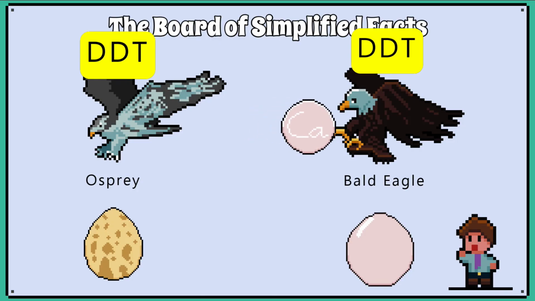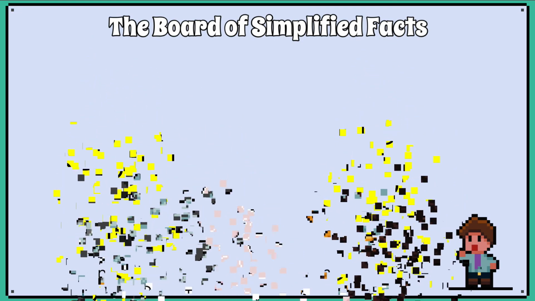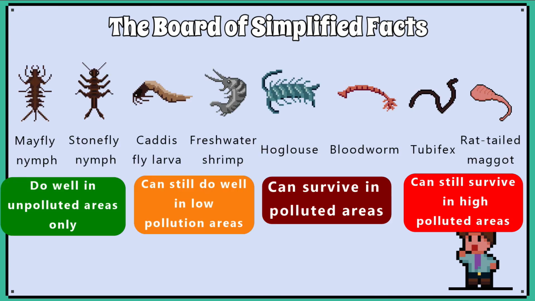Specifically, the eggs they produced had thinner shells and broke before the chicks developed properly for hatching. This caused population crashes in the birds of prey. Indicator species questions in an exam are very much data interpretation questions.